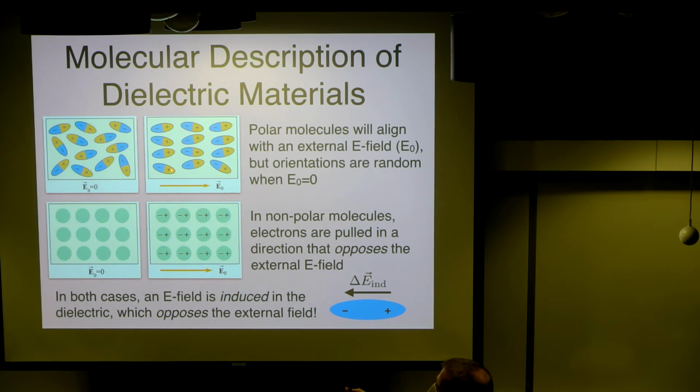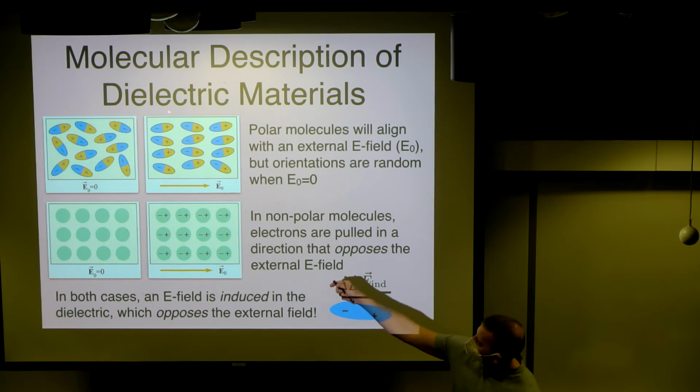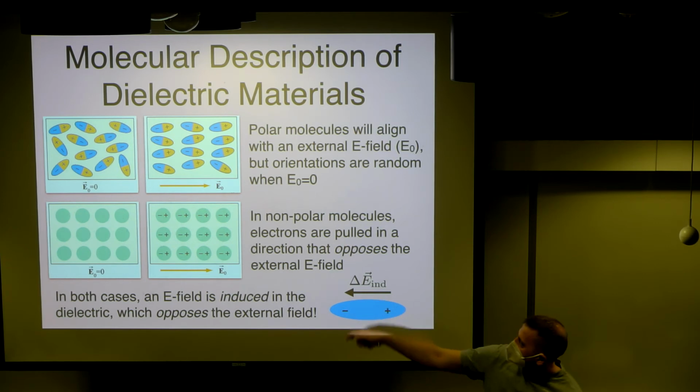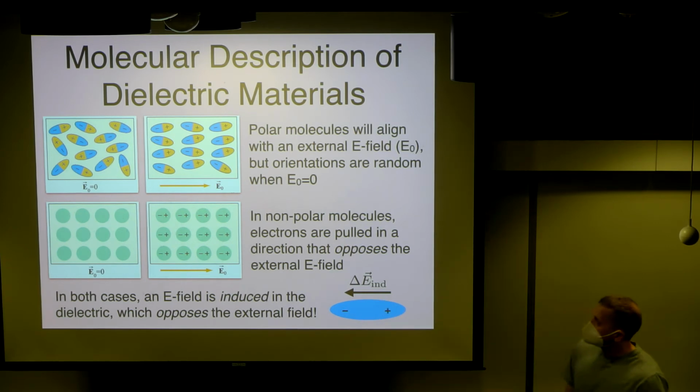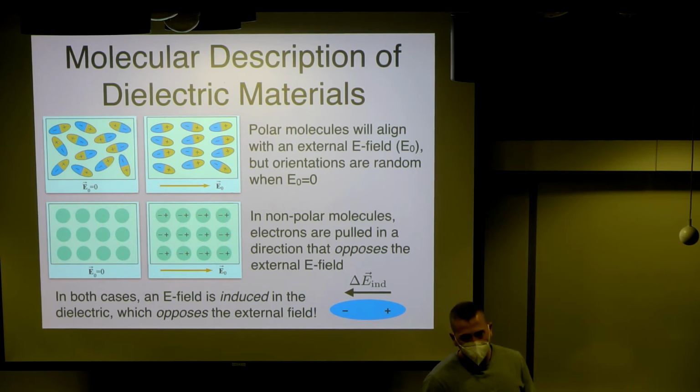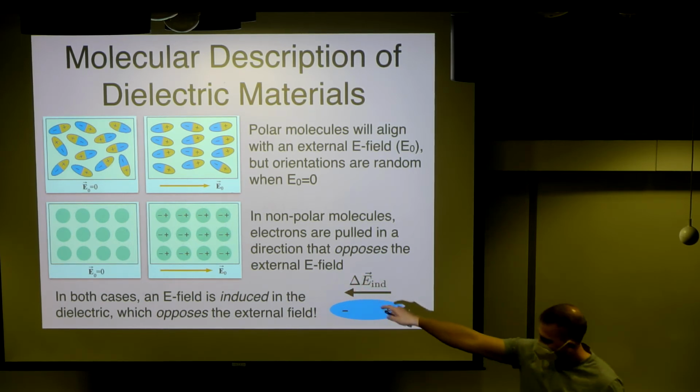So the positive end of these molecules is going to want to face the electric field. The negative end is going to want to face against it, which makes the molecules align like this. The positive end going towards the E field, the negative end going against it. Okay, so with no external E field, molecules are randomly oriented. With the external E field, they're aligned with it. Does that make sense? This is really important to what's going on here.